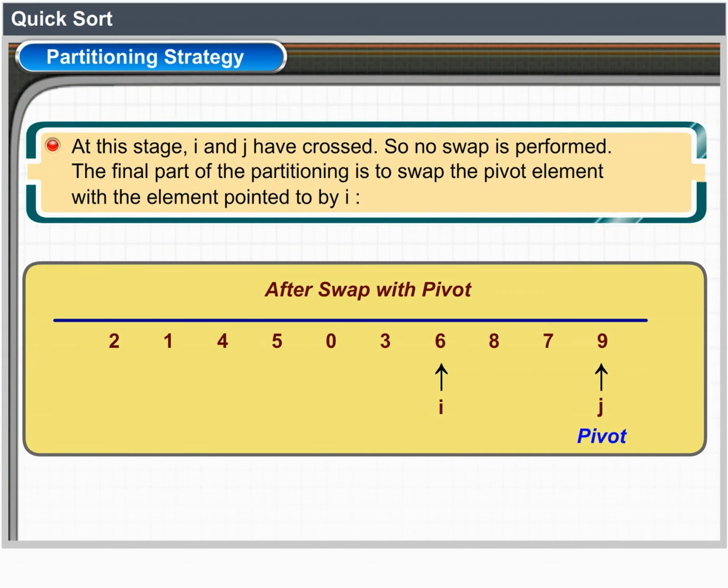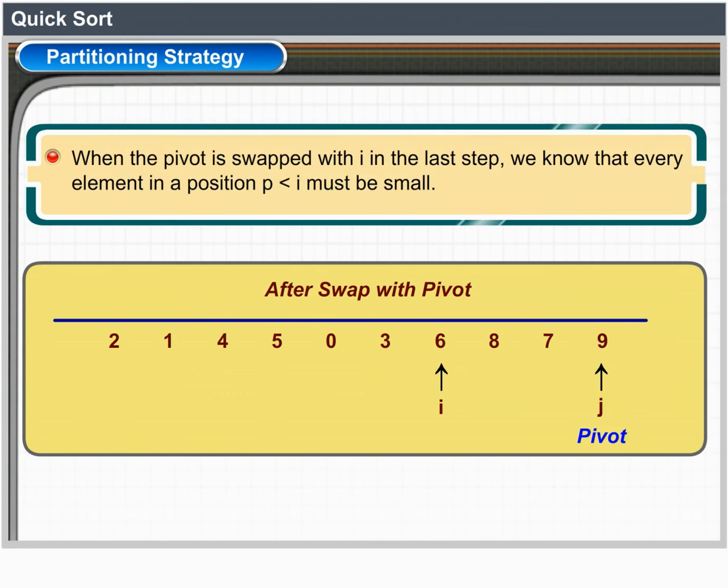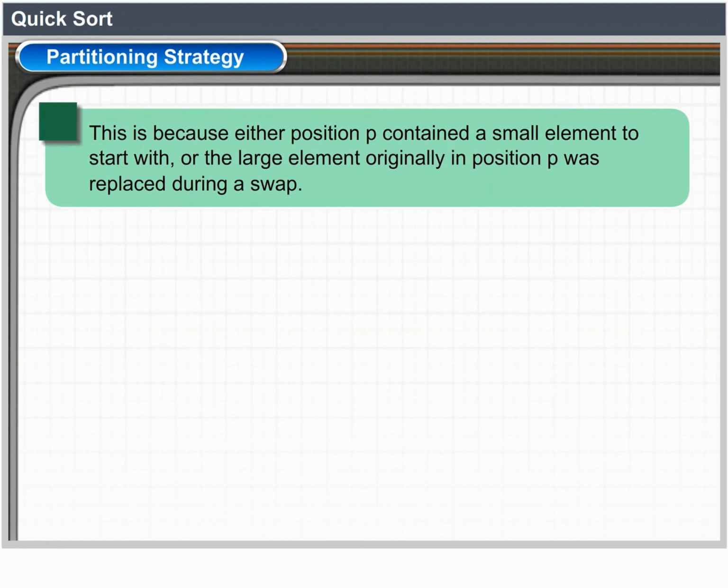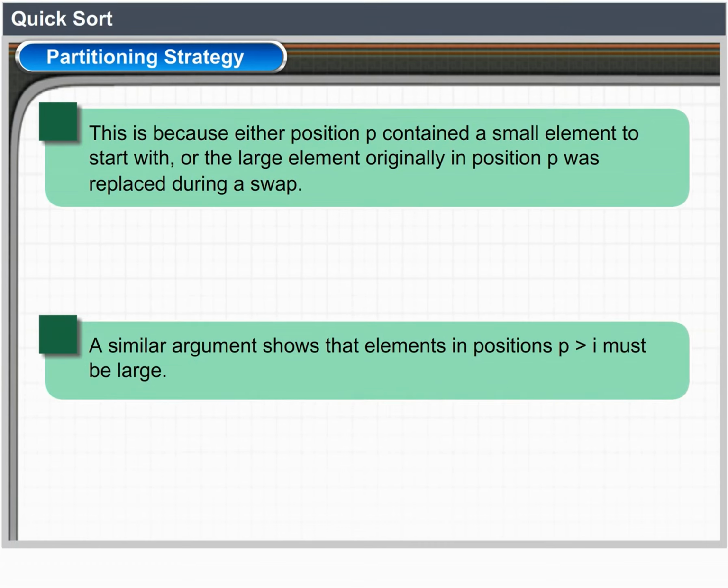The final part of the partitioning is to swap the pivot element with the element pointed to by I. The result after the swap with the pivot is shown in this figure. When the pivot is swapped with I in the last step, we know that every element in a position P less than I must be small. This is because either position P contained a small element to start with or the large element originally in position P was replaced during a swap. A similar argument shows that elements in positions P greater than I must be large.